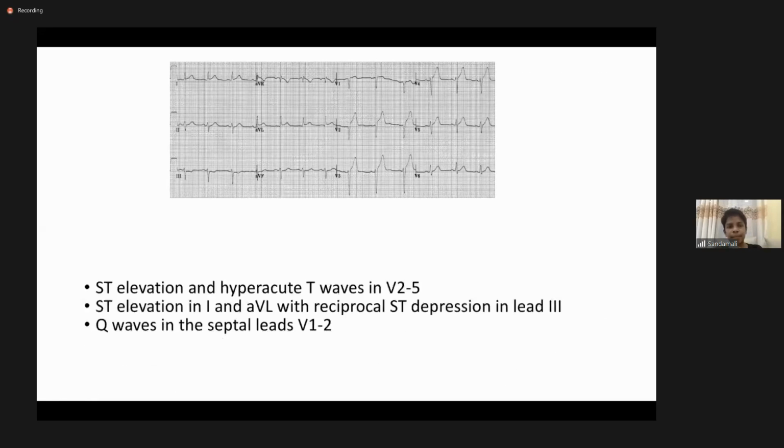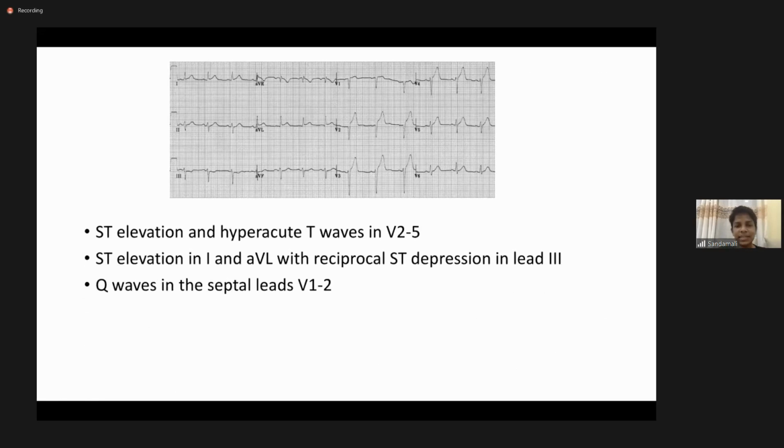So these are the same things that I have told you. So the diagnosis here is anterolateral STEMI, ST elevation MI.